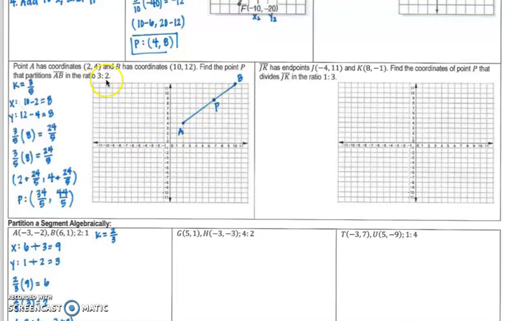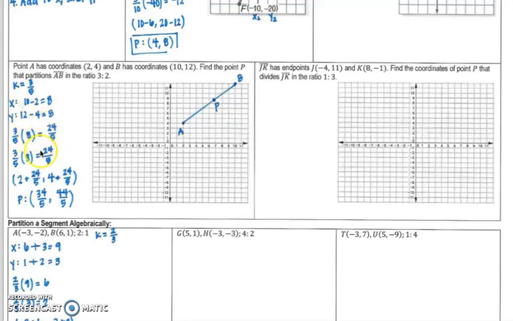The ratio is 3 to 2, which means that, going back up to the steps, my scale factor is 3 out of 5, totaling them together, and the first one is the one we're looking for. So K is 3 over 5. I find the difference of my X values, 10 minus 2, X sub 2 minus X sub 1, and then Y sub 2 minus Y sub 1, which is 8. Both of them are the same value. Then I multiply each of those by 3 over 5.